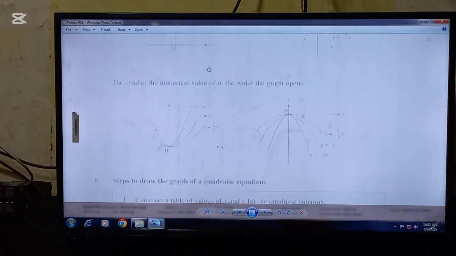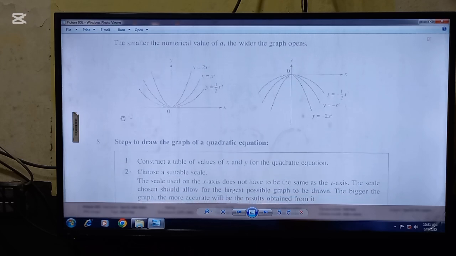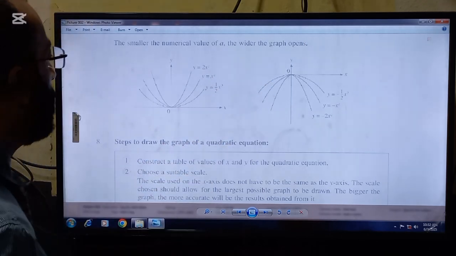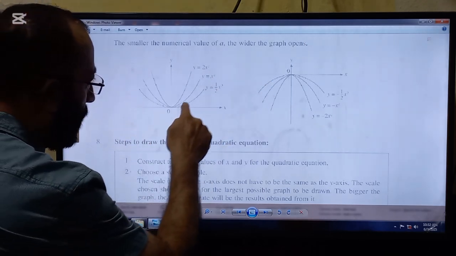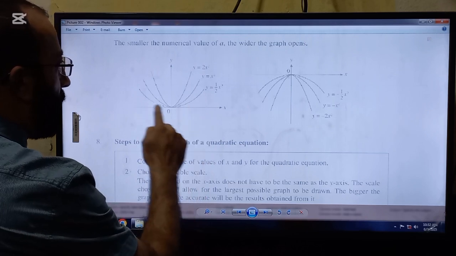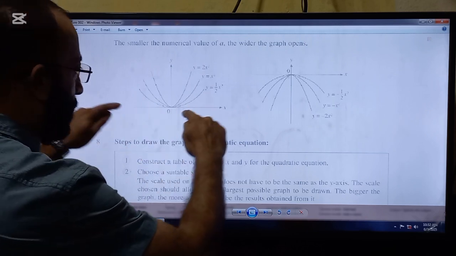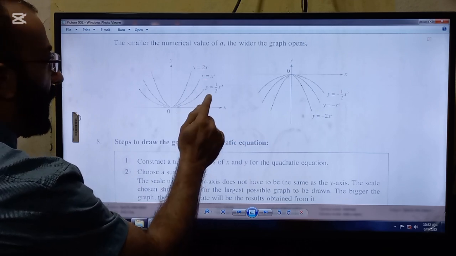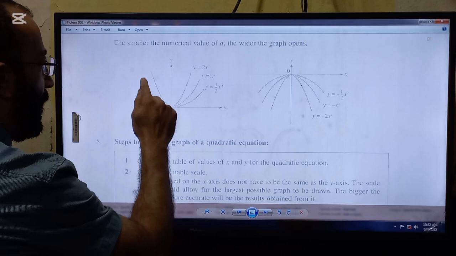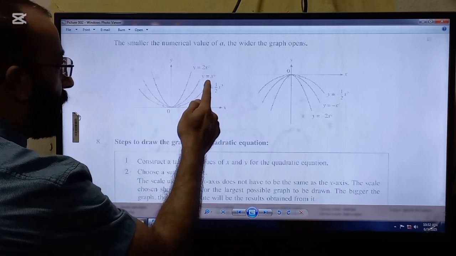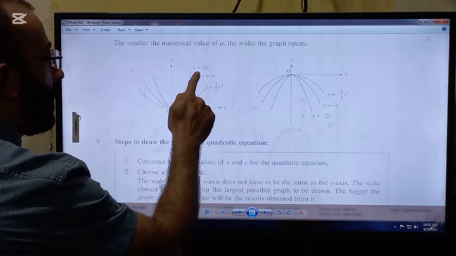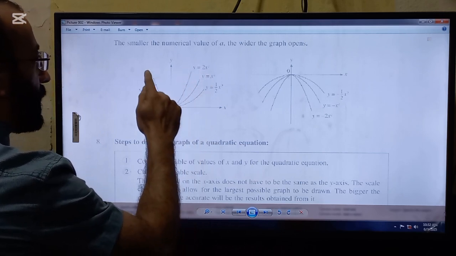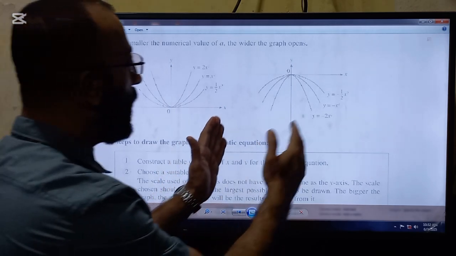Then comes the next point to remember: the smaller the numerical value of A, the wider the graph opens. So look now, at the bottom we have a graph whose equation is y equals 1 by 2 x square, that is very wide. But if we make the value of A 1, that is more than this, the graph will be less wide, and if we further increase the value of A from 1 to 2, the graph will be even less wide. The same case is here.